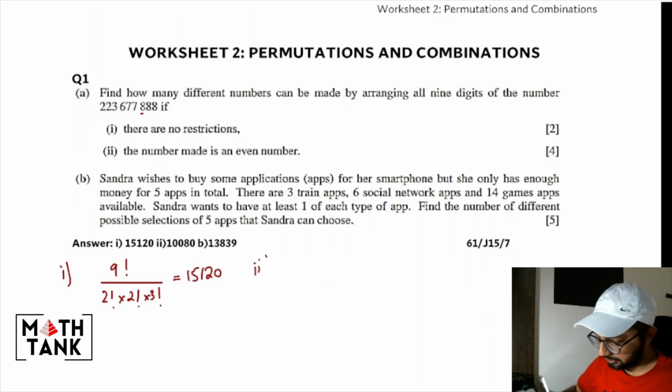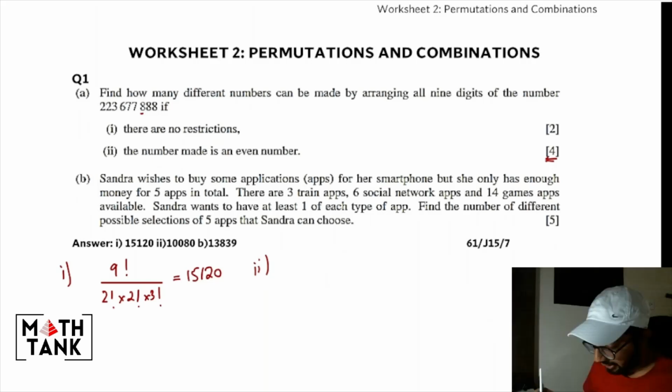Part 2. The number made is an even number. If you see the marks at the end of it, that sort of indicates that there's something that you need to be aware of. You can't simply go on and say that there would just be counting the numbers at the end and then get the correct answer. Remember that whenever you have repetitions, you need to be careful about what numbers you choose based on the restrictions that you have. So all 9 digits.